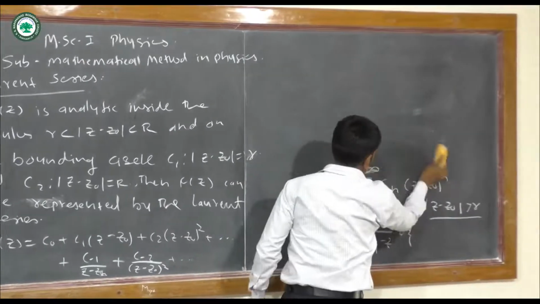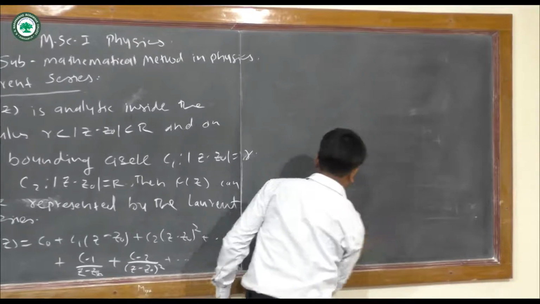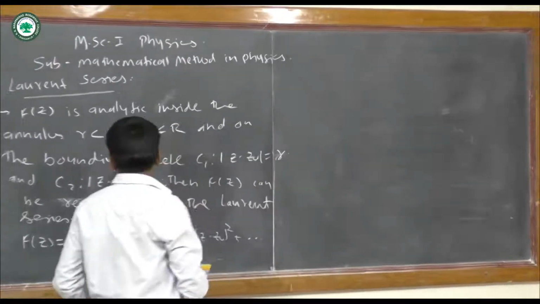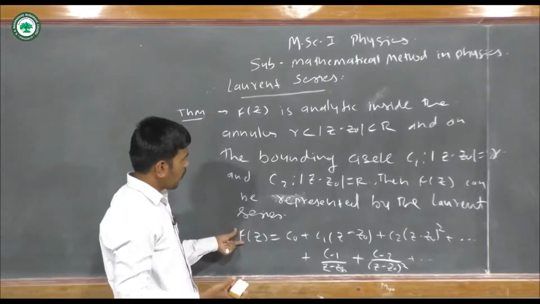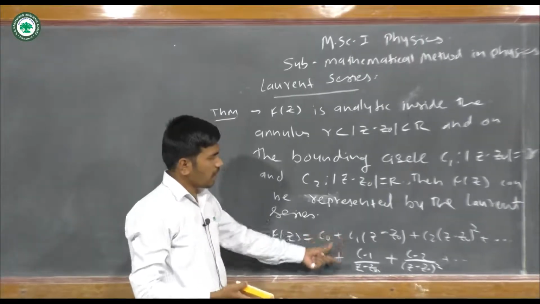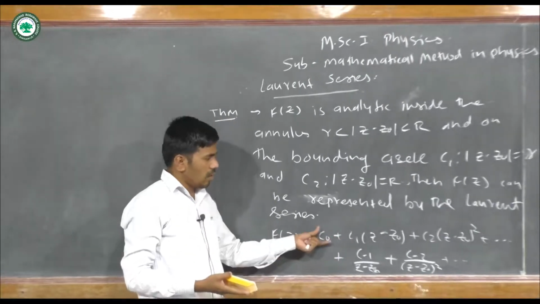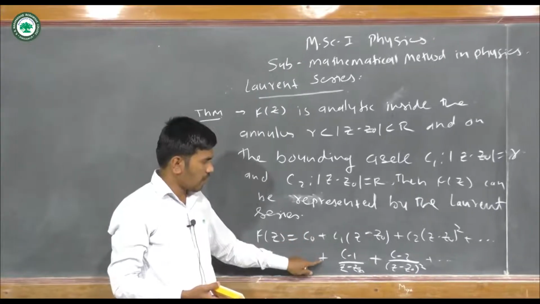So let's try to prove this theorem. Okay, so this is f of z. This is divided into two parts. The series one is this thing and the second one is this.